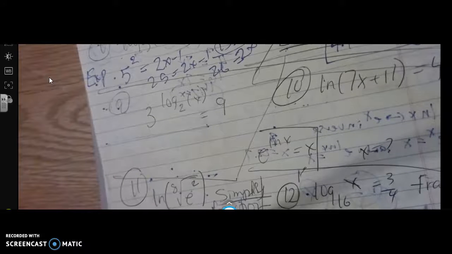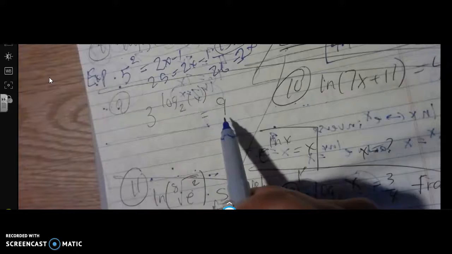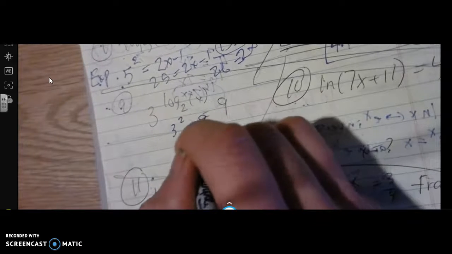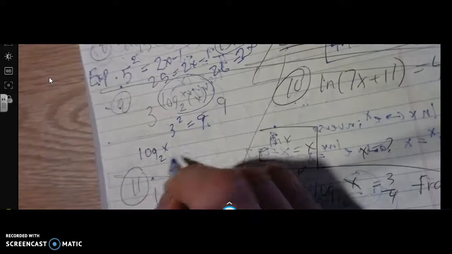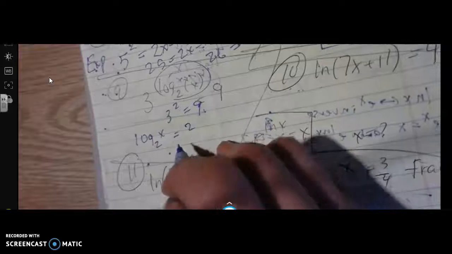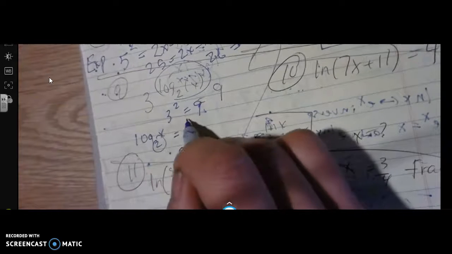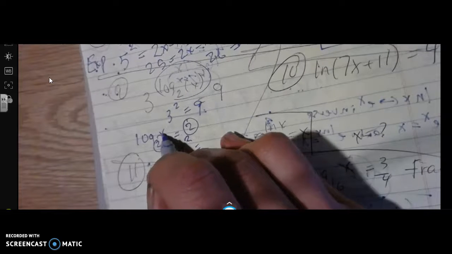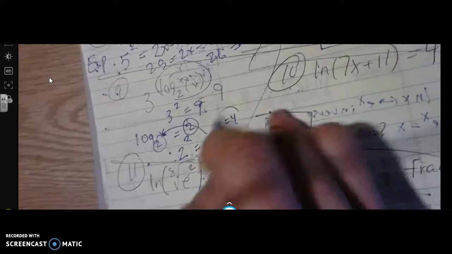Now for number 9, you have 3 to the this business equals 9. So what does that mean? Well, we know that 3 squared is equal to 9. So therefore this mess must equal 2. Therefore log of x plus 2 is equal to 2. So now we can change it from log form to exponent form. So I'm going to have 2 as the base. The logarithm becomes the exponent, so 2 squared is equal to, bringing the number we're taking the log of over here, x. So 2 squared is equal to x, so x equals 4.